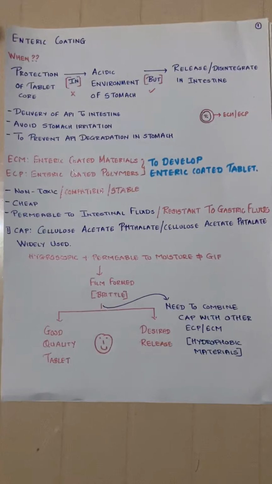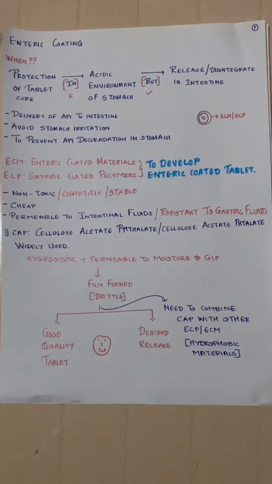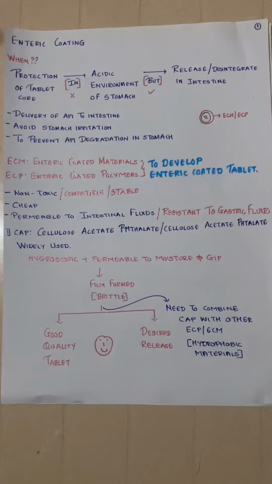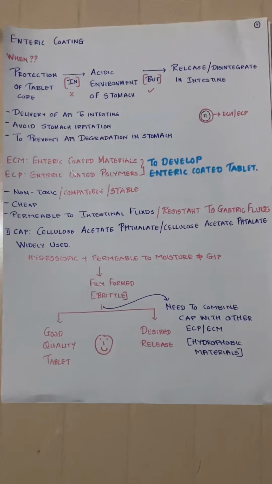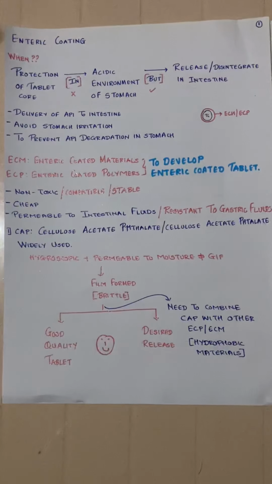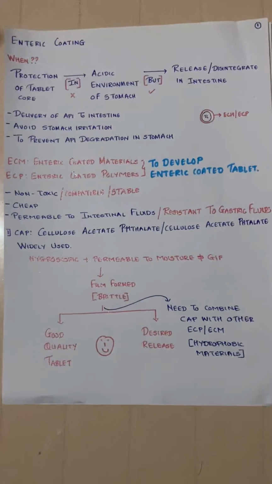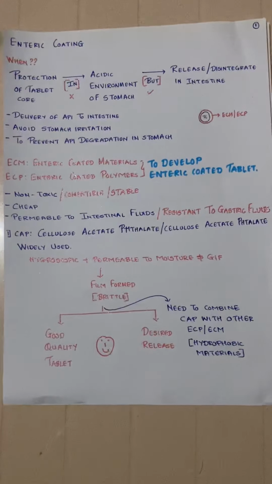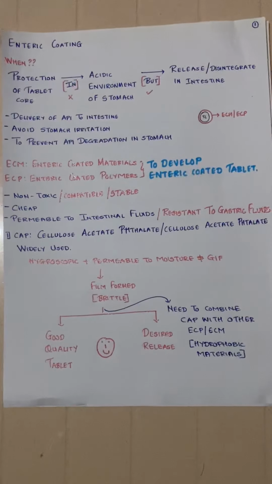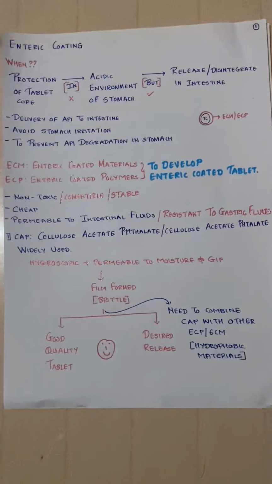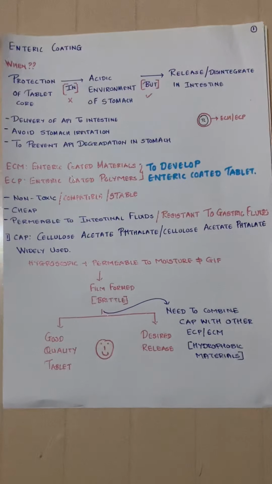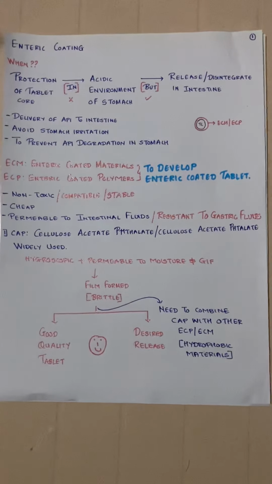Also, since it is hygroscopic, since it allows moisture entry, the film formed over the surface of a tablet is extremely brittle. In order to produce a good quality tablet, we combine cellulose acetate phthalate with another enteric coated polymer, which is hydrophobic in nature, does not allow moisture entry and is resistant to gastrointestinal fluid, but at the same time is permeable to the intestinal fluid compartment.